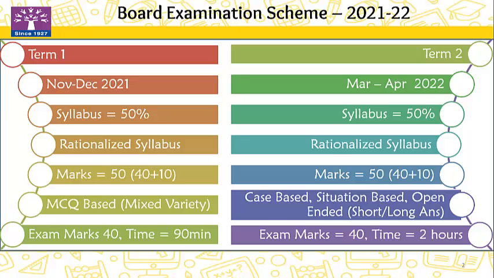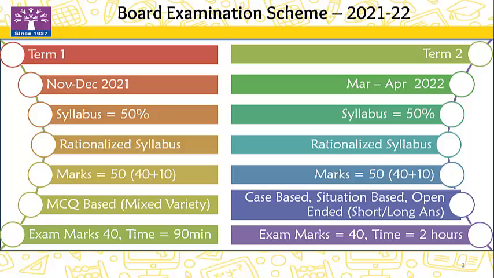Term 1 will be of 40 marks for each subject. 10 marks is for internal assessments. Term 1 will be an MCQ based exam. There are multiple types of variety addressing different skill levels in the MCQ exam. In term 2, on the other hand, based on the condition of COVID, the term 2 board exam can be a theory exam or an MCQ based exam. So if there is no COVID or lockdown, term 2 may be theory based, which will include case based, situation based, open-ended short and long answer questions.